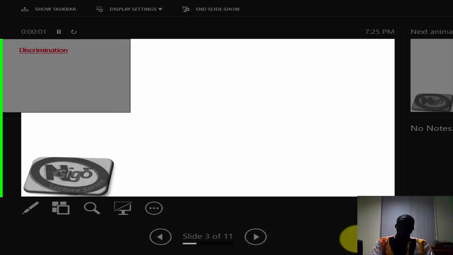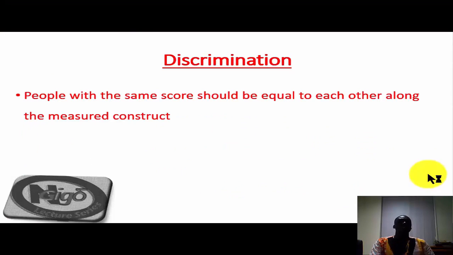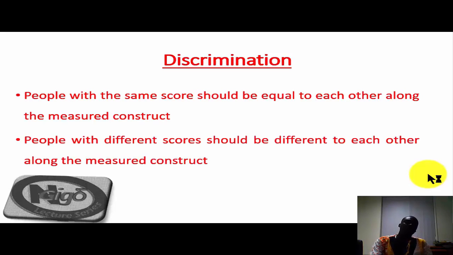Let's move on from here. So that is the first thing we are saying. People with the same score should be equal to each other along the measured construct. So if anybody scores 6 on that construct and the other scores 6, we expect that they should have the same knowledge base.